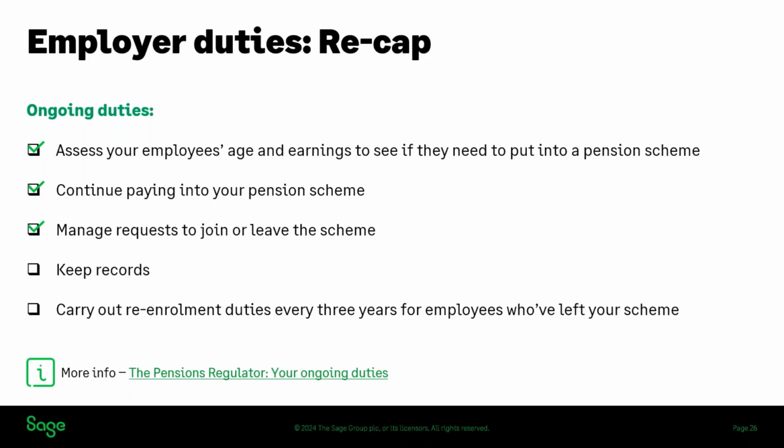Managing requests to join or leave the scheme is all done via the pension assessment. And we'll be taking you through that in more detail in our other webinar. It's all about record keeping. So the pensions tab will give an audit trail of the auto enrollment statuses. You can see all of the letters that have been sent historically as well. And it has enrollment functionality built in as well.